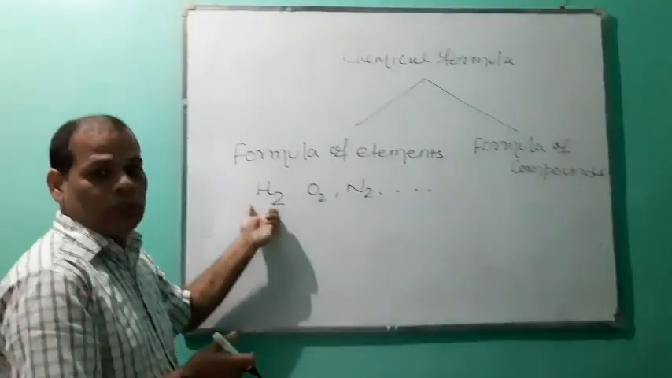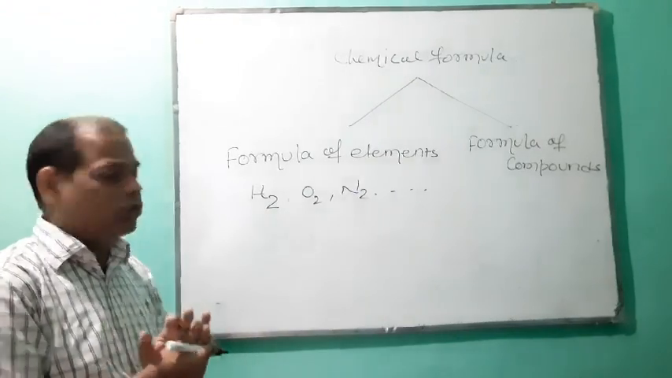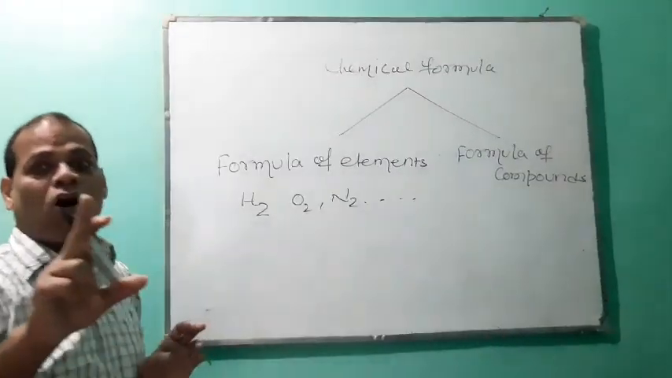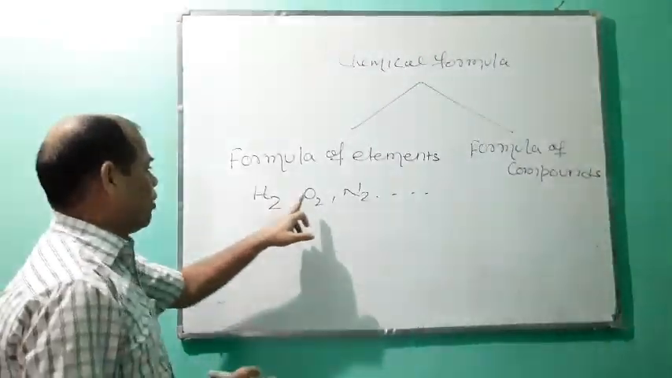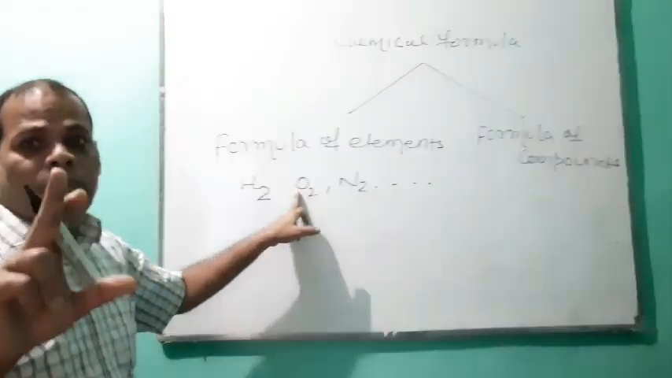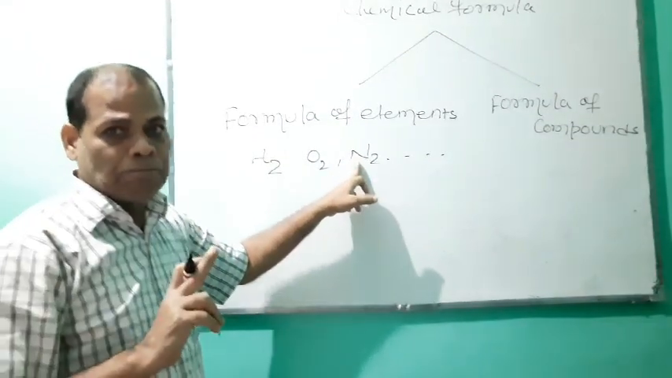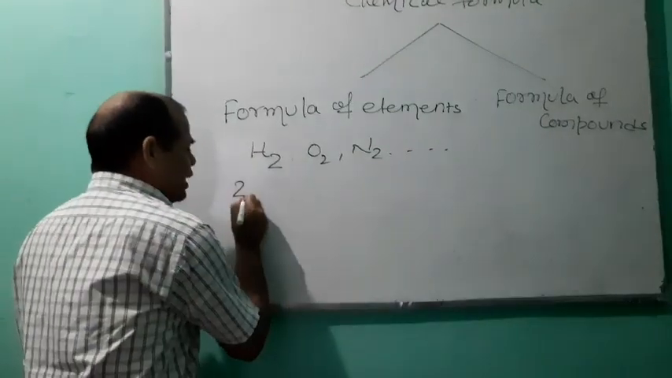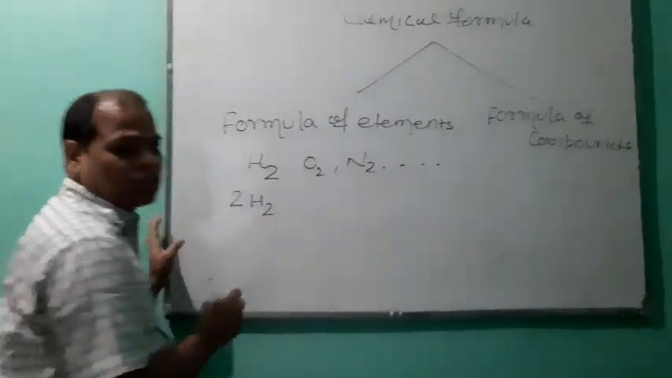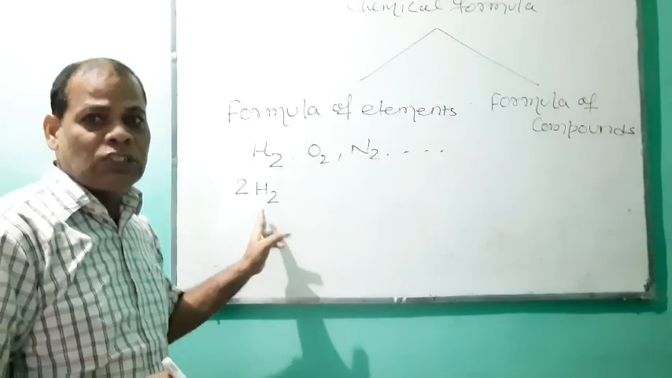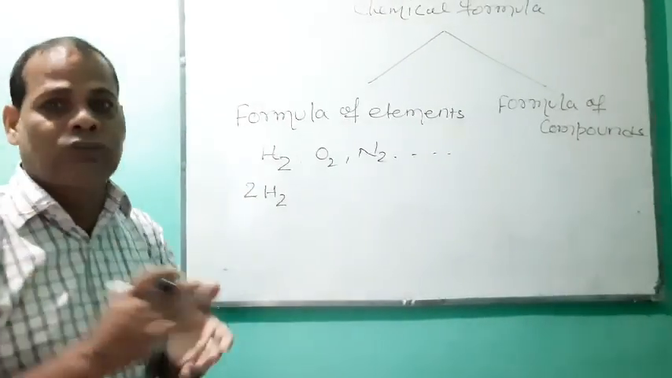And one more thing, keep it in mind: when we write H2, it means one molecule of hydrogen, O2 one molecule of oxygen, N2 one molecule of nitrogen. When we write 2H2, it means two molecules of hydrogen.